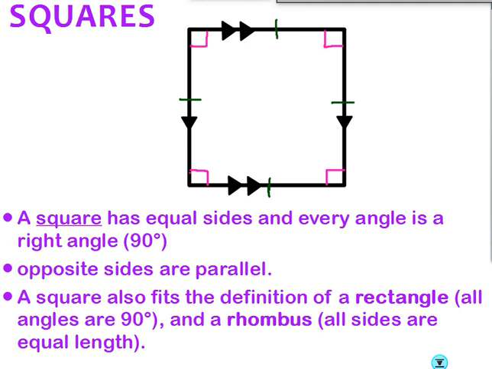Squares. A square has equal sides and every angle is a right angle. Opposite sides are parallel. A square also fits the definition of a rectangle, which has all four angles 90 degrees, and the definition of a rhombus, where all sides are equal length.